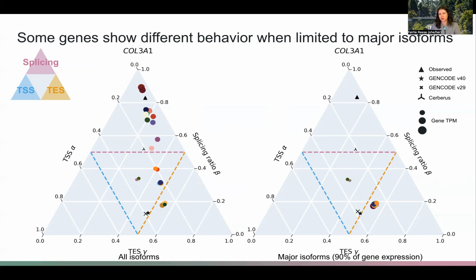that gene's expression. So it's an interesting thing to note that COL3A1 seems to shift from having a lot of internal splicing, which is actually largely driven by the expression of a lot of different lowly expressed minor isoforms that exhibit internal splicing. So we're shifting from up here to down here, where now the major isoforms of COL3A1 exhibit more simple behavior, tending towards TES diverse.